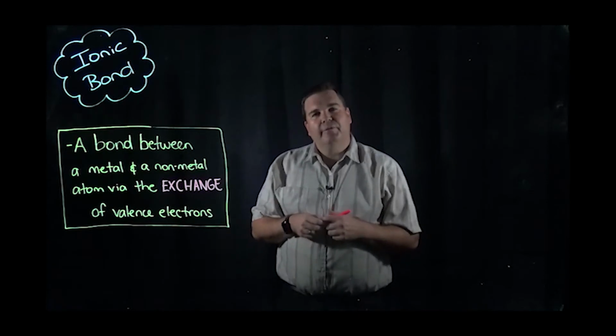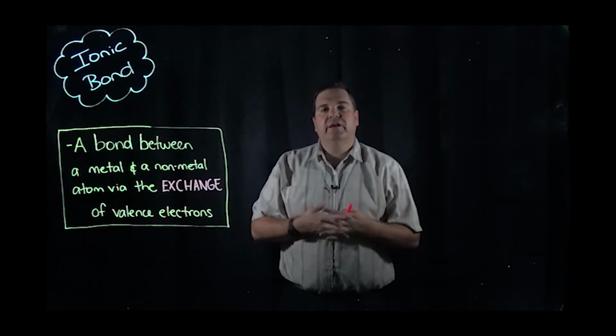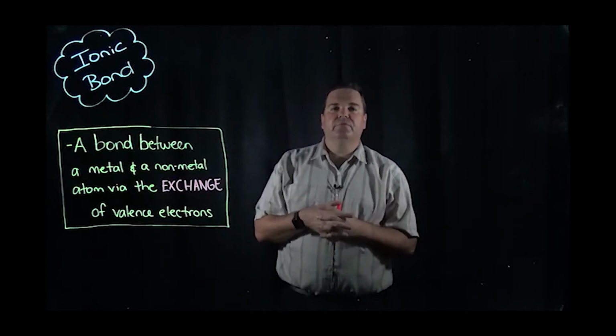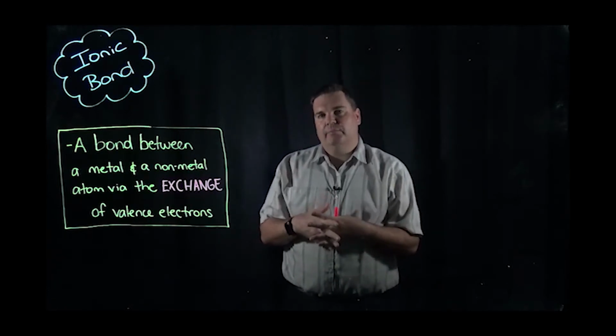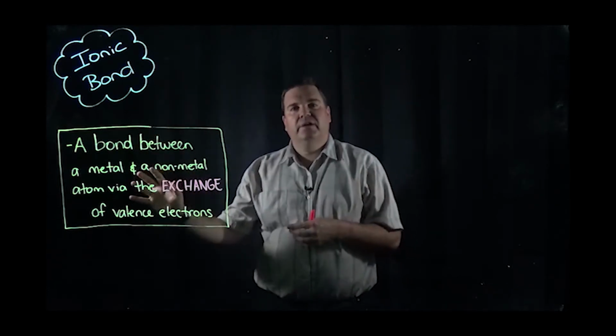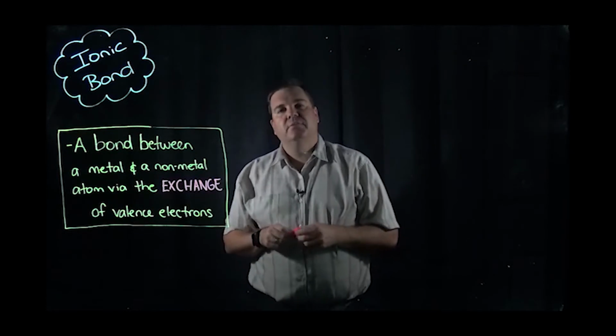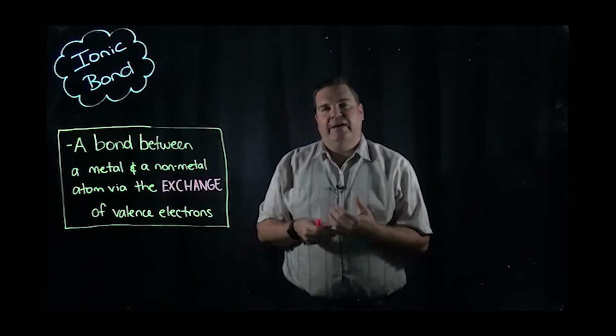And so what we're going to be looking at is just very quickly what is an ionic bond, and I'll show you a couple of examples. So the definition for an ionic bond is over here. It's a bond between a metal and a non-metal atom by the exchange of valence electrons.